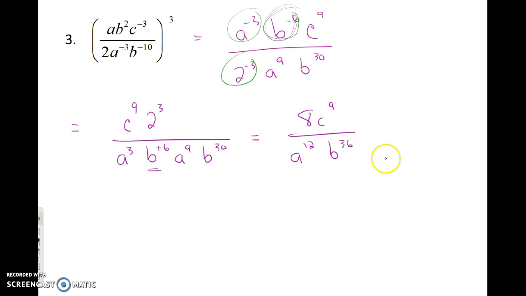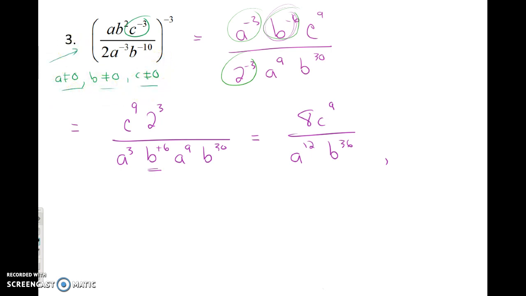Okay, so now I got to check the domain restrictions. And I know this is something that confuses kids, but you really just do it like this. Look at the original problem. A cannot be 0. B cannot be 0. And C cannot be 0 because it's to the -3rd power. So these are my restrictions on the original function.